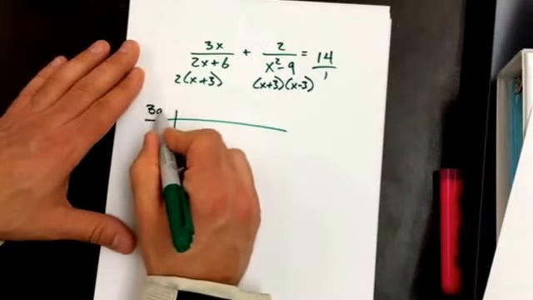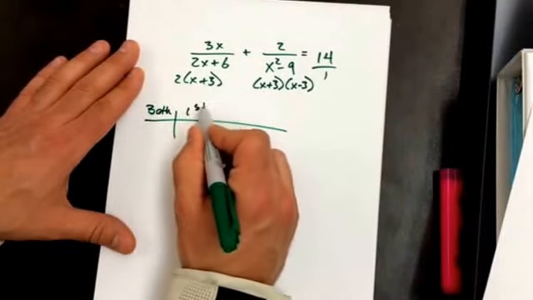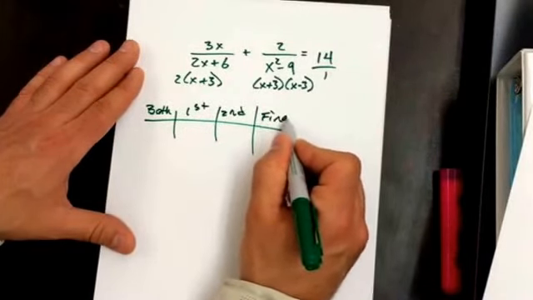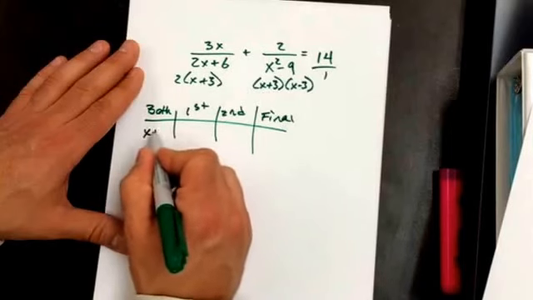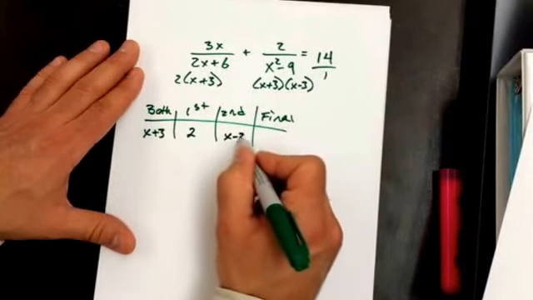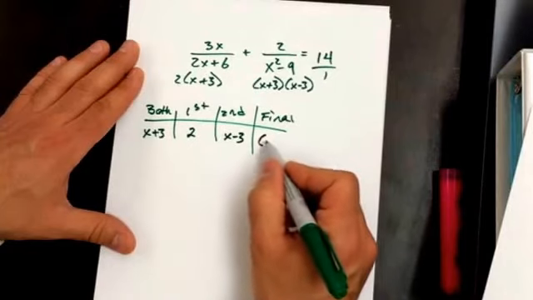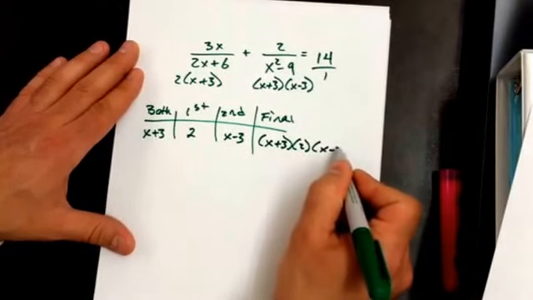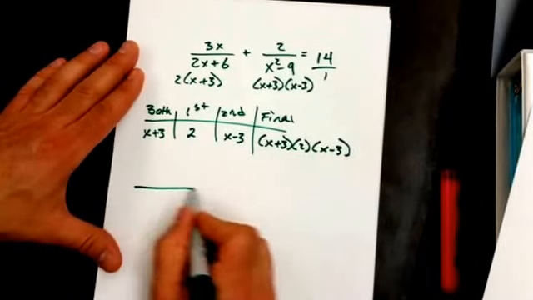Remember that chart that we made before? Both, first, second, final. So they both have an x plus 3. The first one also has a 2. The second one also has an x minus 3. So the final is going to be x plus 3 times 2 times x minus 3. So they're all going to have that.